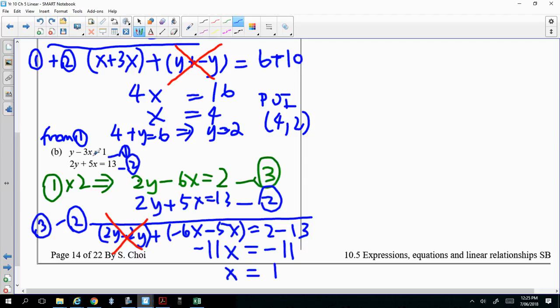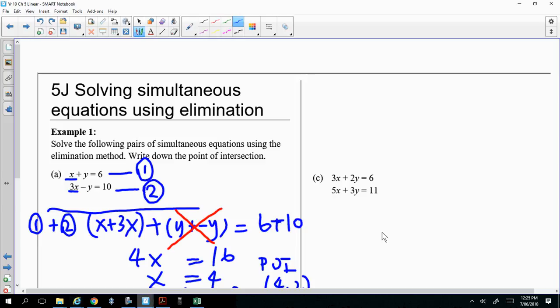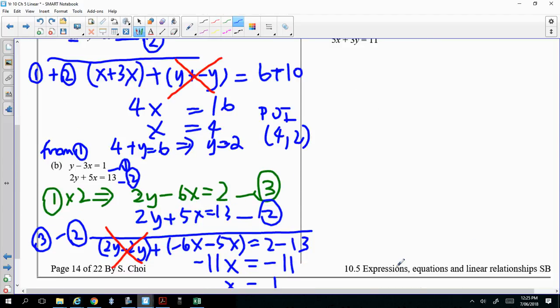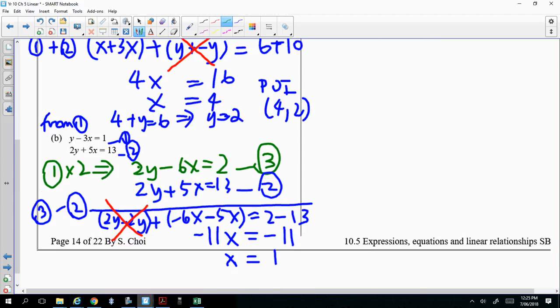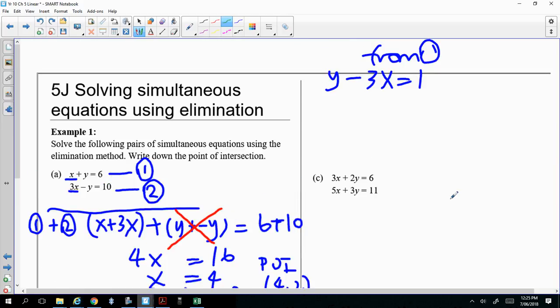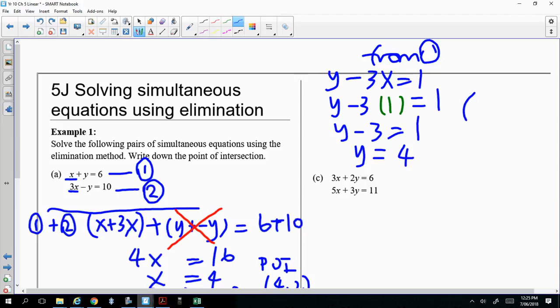So we'll write down equation 1, y minus 3x equals 1. Then you substitute this number 1, which I will circle, into x. So substitute 1 in here. So you get y minus 3 equals 1, y equals 4. So the point of intersection is (1, 4). POI.